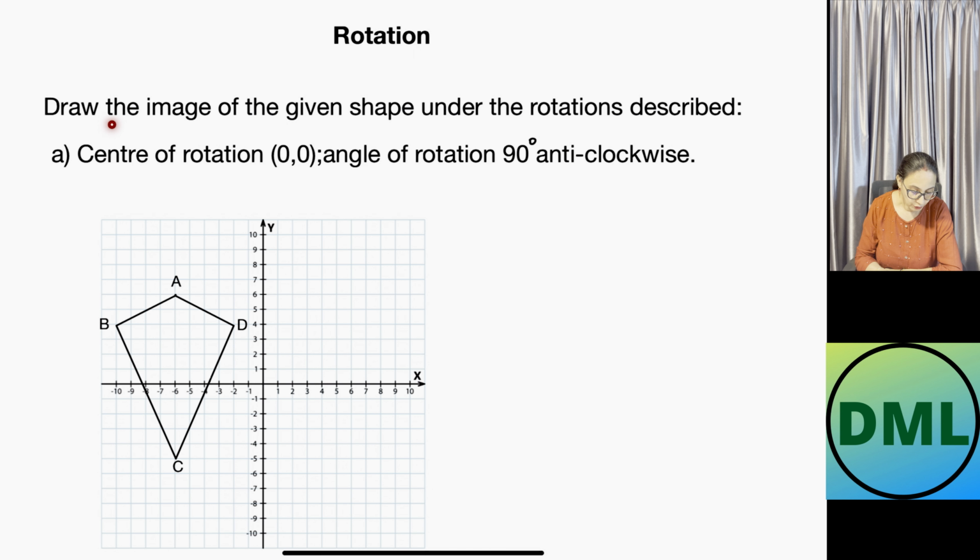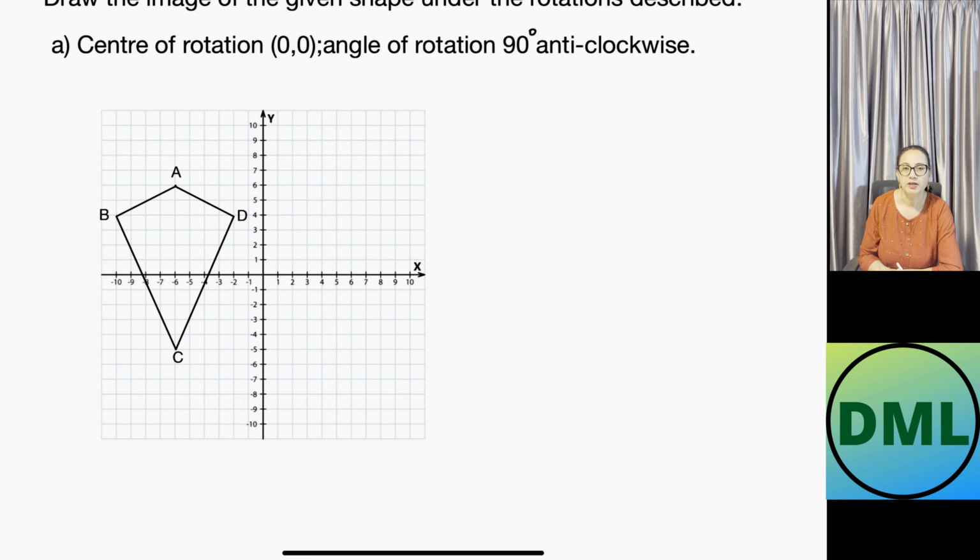Rotation. Draw the image of the given shape under the rotation described. Center of rotation 0, 0. Angle of rotation 90 degree anti-clockwise. Let's see our figure first. This is my figure which is distributed into two quadrants basically, second quadrant and third quadrant. I need to rotate this picture 90 degree anti-clockwise.